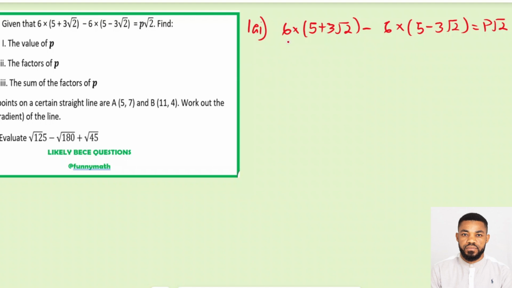As you all know, we are going to use the distributive property. So I'll take 6 and multiply by 5. I also multiply the 6 by 3 root 2. So 6 by 5 is going to be 30. So you have 30 here, and then 6 times 3 root 2. This is how we're going to do this one.